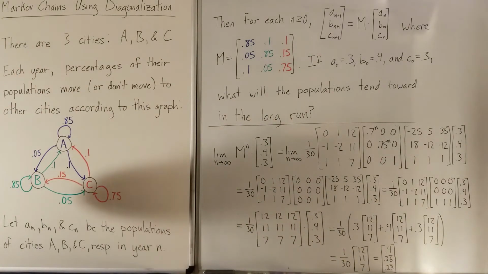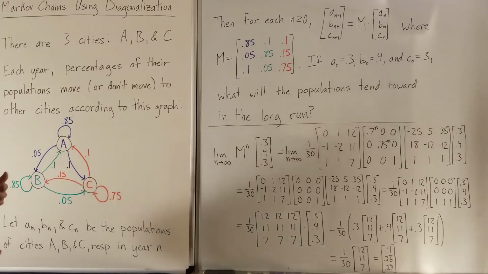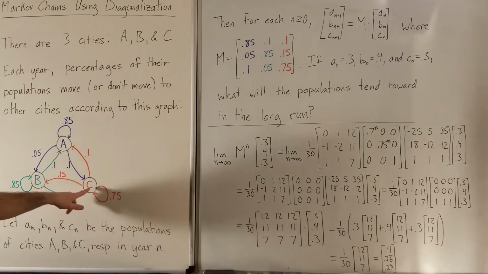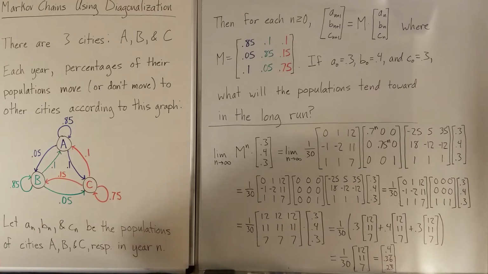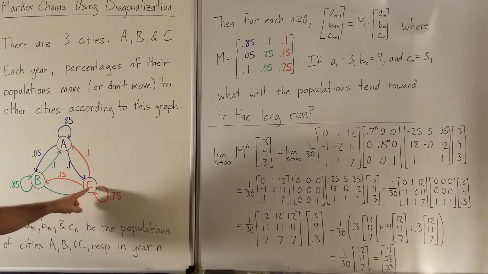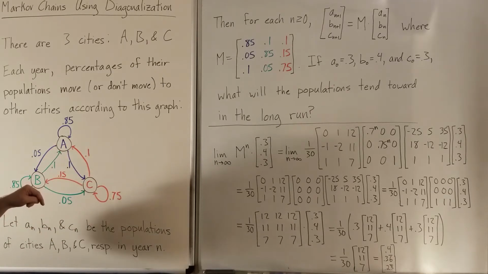We have 3 cities, and each year some percentage of each city's population will move to another city, and some percentage will stay. So the percentages moving to the other cities are given by this graph here. And I color coded it so that, for example, the city C is red, and all the red arrows are what happened to the people that were in city C, and it shows where they're going. So 75% of them are staying, 10% of them are going to A, 15% are going to B.